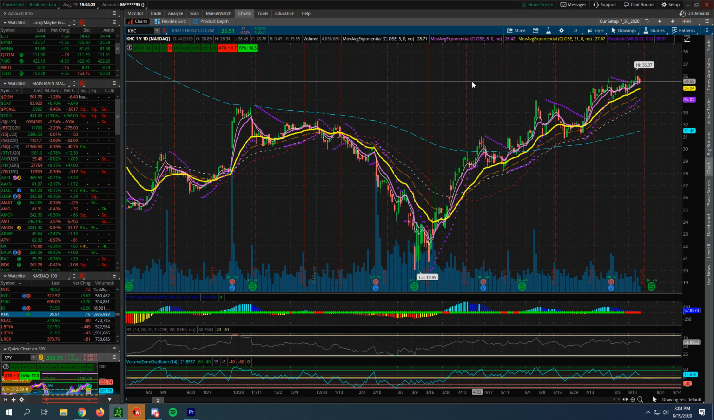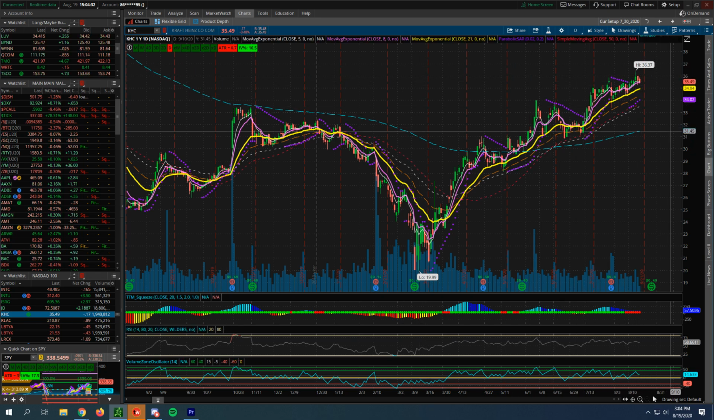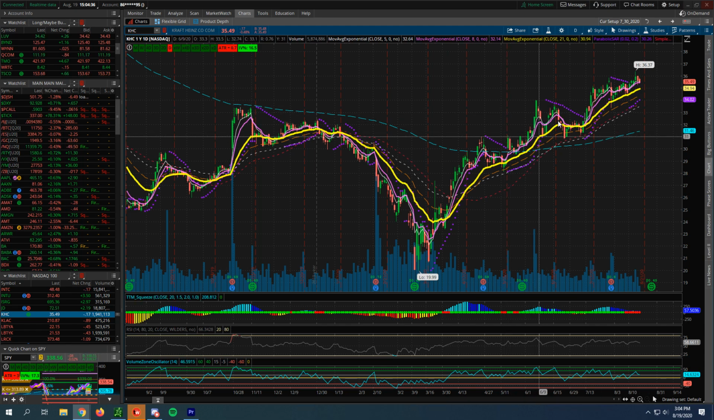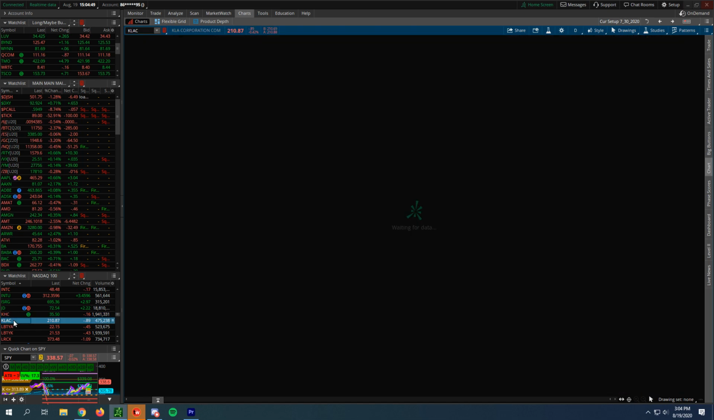KHC, Kraft Heinz. I don't know why you would buy this, but it's been a nice steady eddy, recovering from, I think, financial accounting issues. Now somewhat coming back, looking for this pattern to continue, hitting an all-time high just this past Monday, and slowly trading higher. The earnings report was okay, it rebounded, and now it's trying to hold that 21 and 34 to go higher.